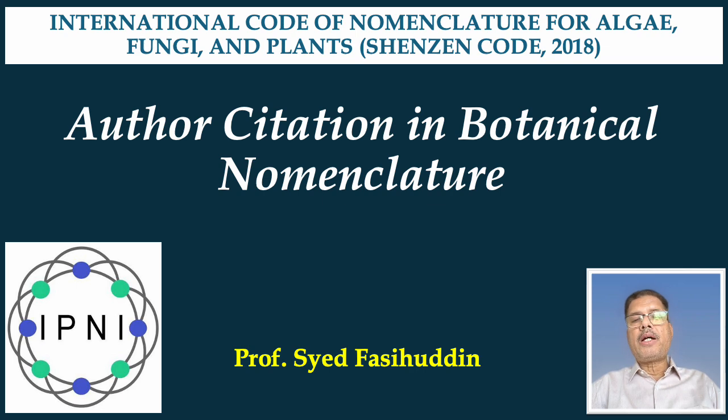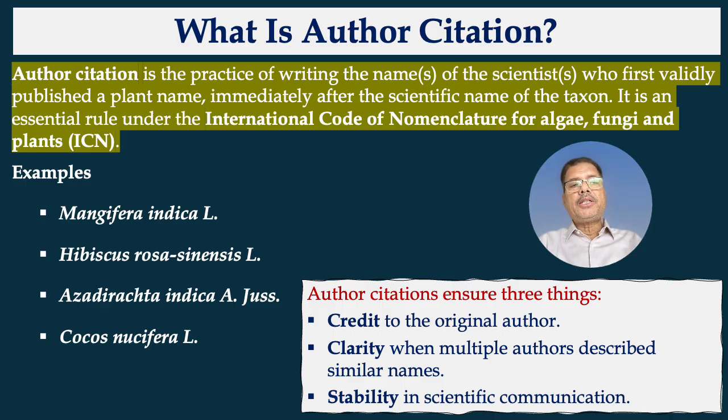Author citations act like signatures in the scientific record, ensuring that every plant name has a clear identity and a reliable reference point. As we begin, let us understand why these citations are essential, how they are written according to the International Code of Nomenclature, and the role they play in strengthening the precision and stability of botanical naming. Let us get started.